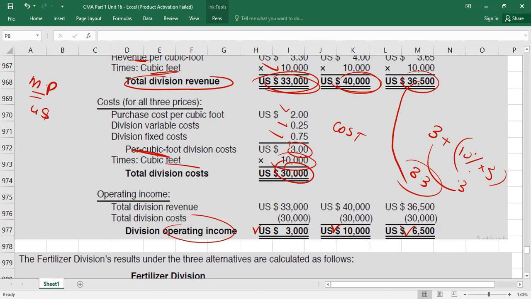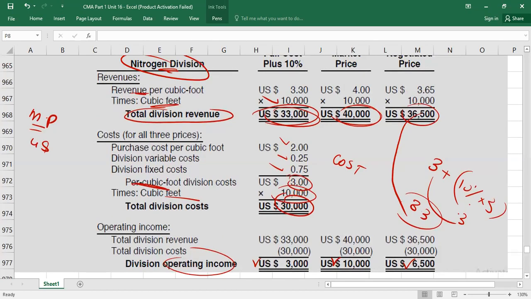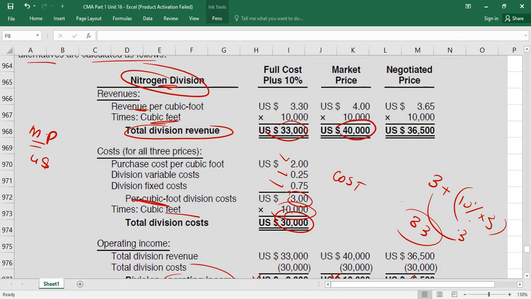Now we are going to do calculation for fertilizer division. Tell me now, what is the selling price of nitrogen division under each option? If sale is 33,000, it is going to be the purchase cost of fertilizer division. Agreed or not? If nitrogen division is selling at market price, sale is 40,000, so it would be the cost of purchase for fertilizer division. If at negotiated price, sale is 36,500, it is going to be the purchase cost for the fertilizer division. So this is the first cost for fertilizer division.